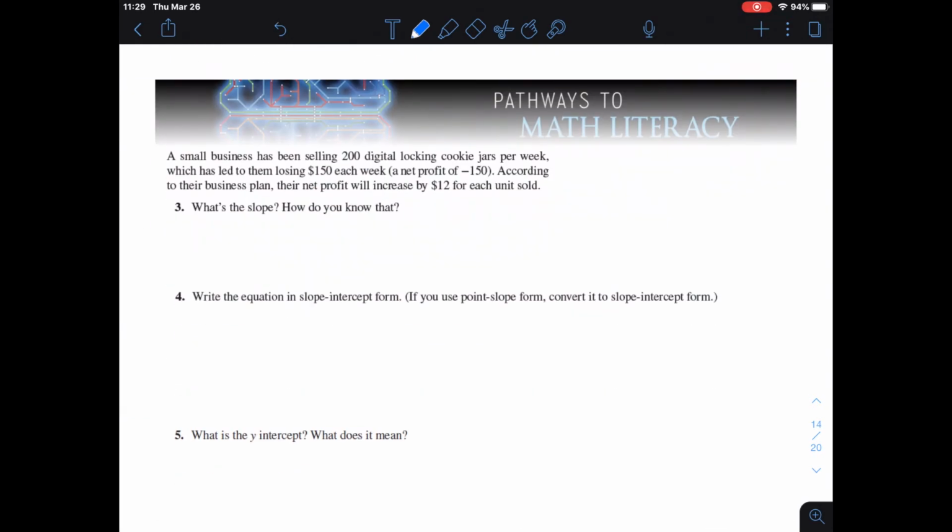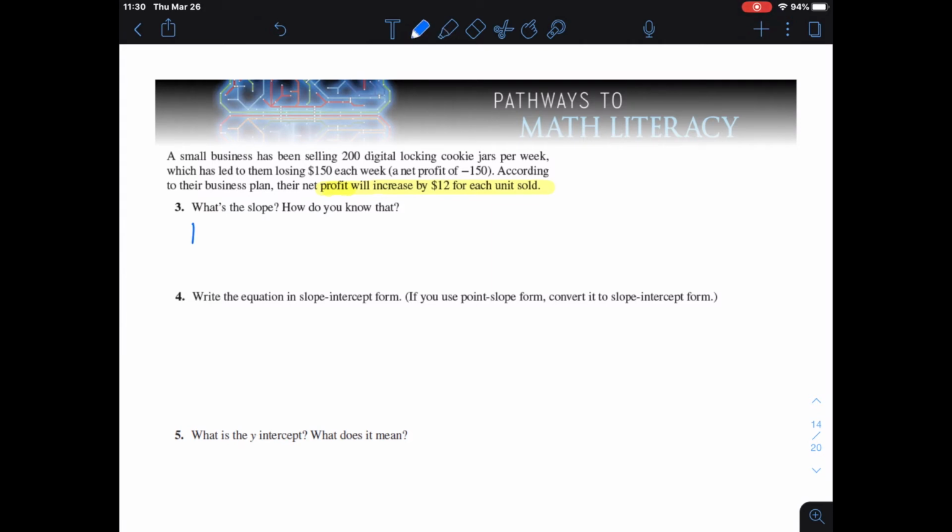So now we want to see what is our slope going to be. So now you can kind of see here, I only know one point. I only know if I sell 200 cookie jars, I'm going to get $150, or I'm going to lose $150. I don't have another point which tells me how to find the slope. But I do know that the profit increases for each 1 unit sold. So that's going to be exactly our slope.